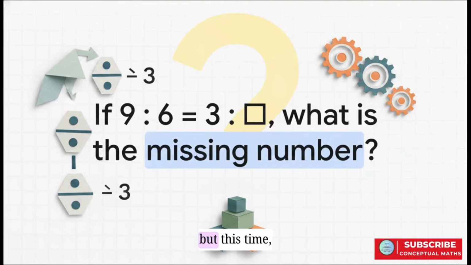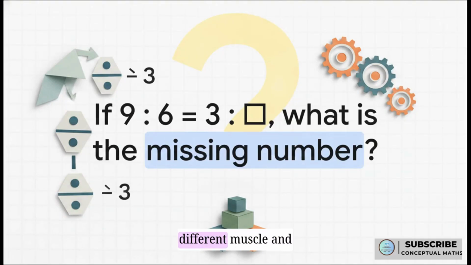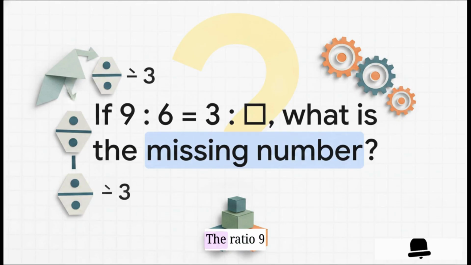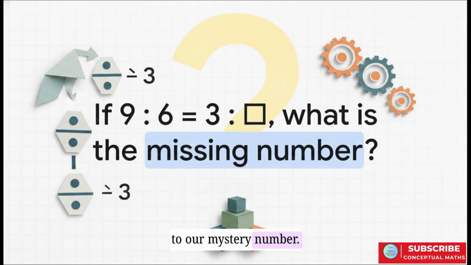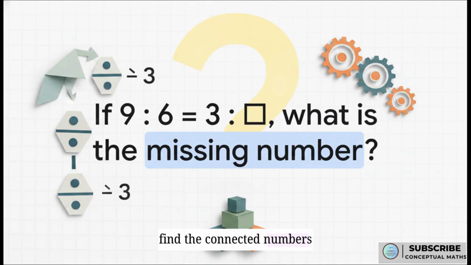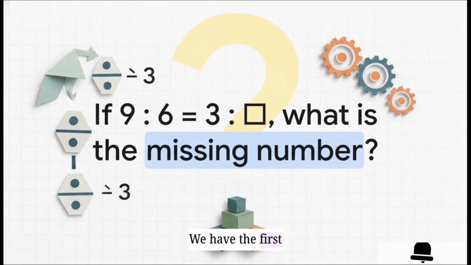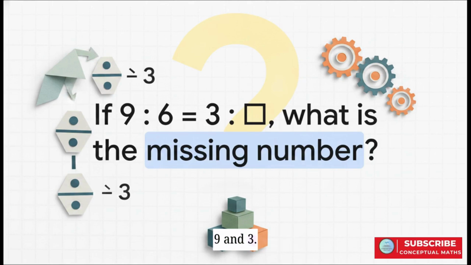Let's try one more, but this time, let's flex a slightly different muscle and use some reverse logic. The ratio 9 to 6 is equal to 3 to our mystery number. Again, find the connected numbers that we already know. We have the first number in both ratios, 9 and 3.